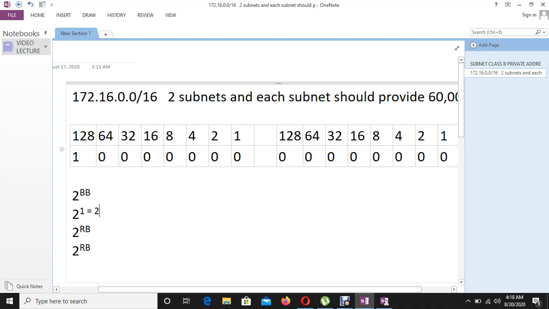So if you subtract 1 from 16, you are left with 15. You can count 1, 2, 3, 4, 5, 6, 7, 8, 9, 10, 11, 12, 13, 14, 15, right here. So here, 2 to the power of remaining bits, we have 15 bits remaining. So we're gonna have to remove this and put 15. And 2 to the power of 15 gives you how much?